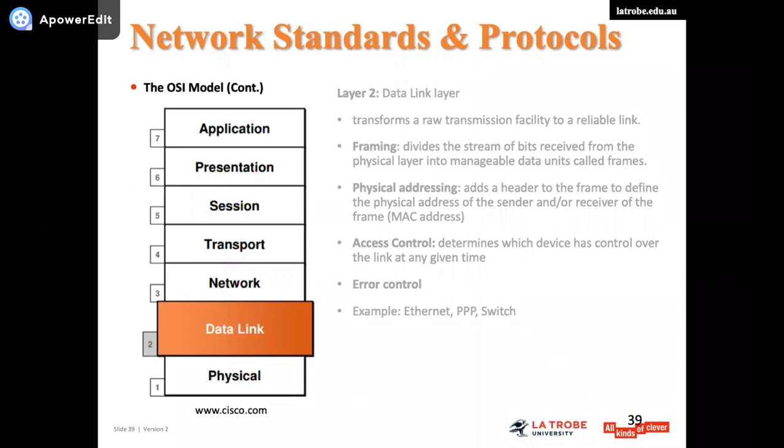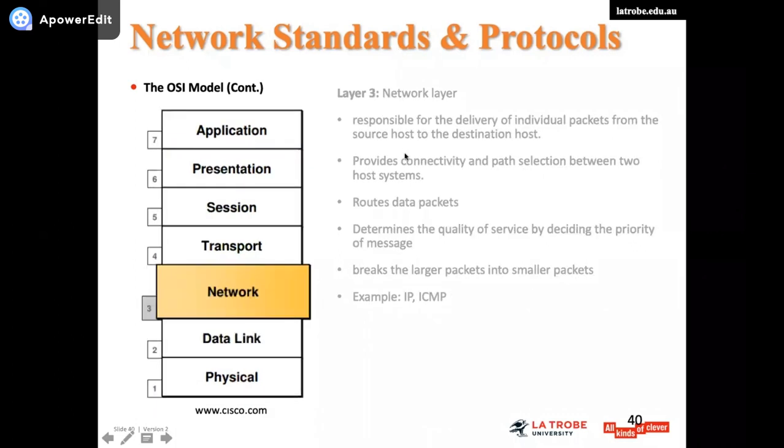So layer 3 is called the network layer. The network layer is one of the most important layers for our computer networks. It is responsible for delivering individual packages from the source host to the destination host. This address is different from the previous MAC address. For the MAC address, packages are just transmitted within the LAN, in a small network. But if we want to deliver packages across larger networks, across different LANs, then we should use the network layer, which uses the IP address.